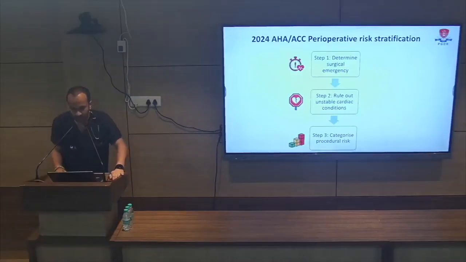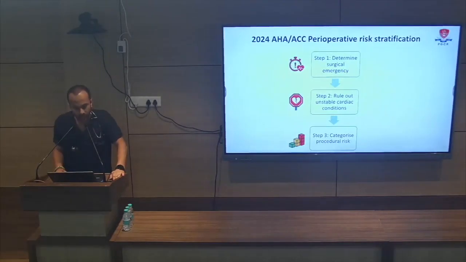We discussed the 7 cardinal steps of the cardiac evaluation based on the 2024 AHA and ACC guidelines of the perioperative risk stratification. The step 1 is determining the surgical emergency. Step 2, ruling out the unstable cardiac condition. AHA is American Heart Association. What is ACC? American College of Cardiology.